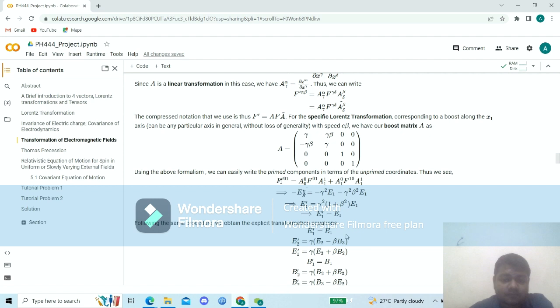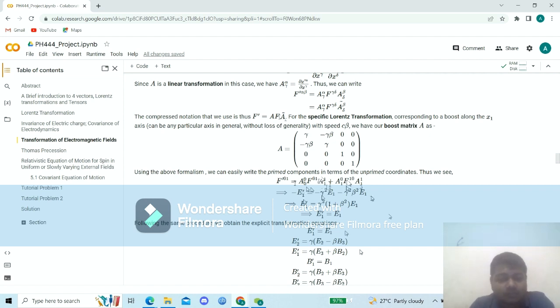They are basically just the Cartesian components. So we see that F prime of 0 1 can be represented in terms of the A F A transpose compressed notation as A00 F01, which is basically the first component E1 of the unprimed coordinate system for the electromagnetic field tensor, into A11, plus A01 F10 into A11. So we see that it's equal to minus gamma square E1 plus gamma square beta square E1. So there is a very fundamental result that we know that gamma square minus gamma square beta square is basically 1. So we get that E1 prime equal to E1.